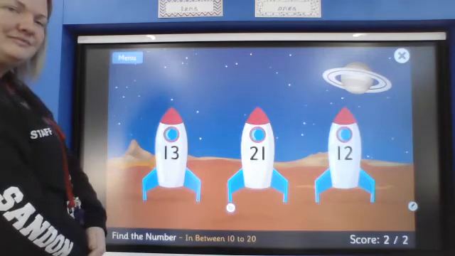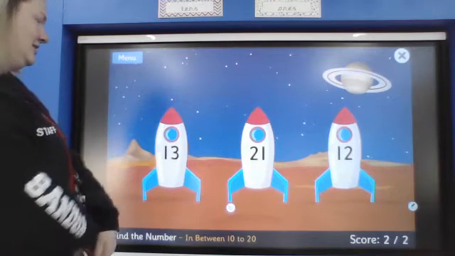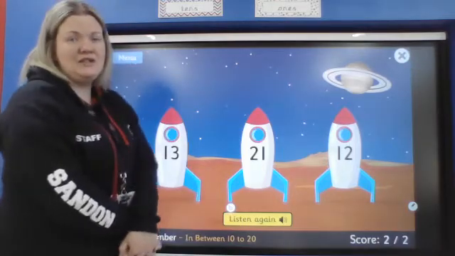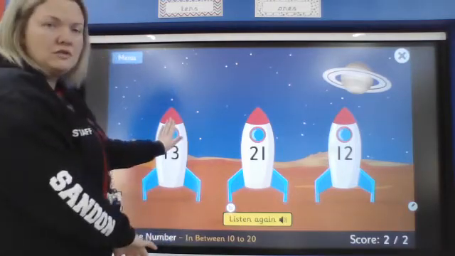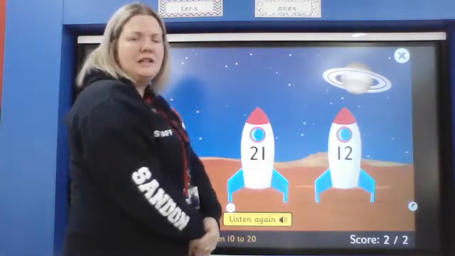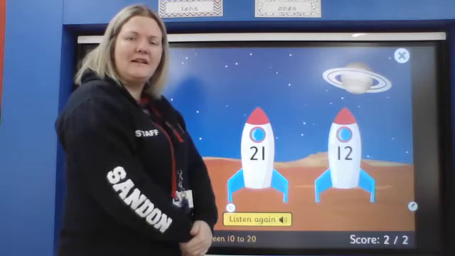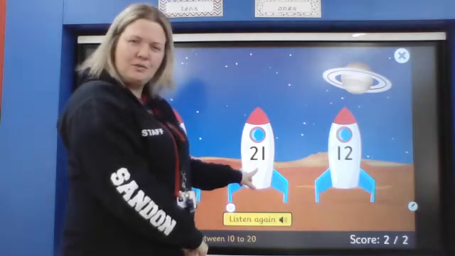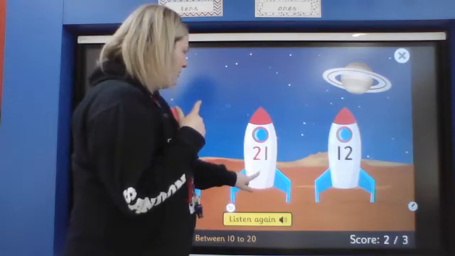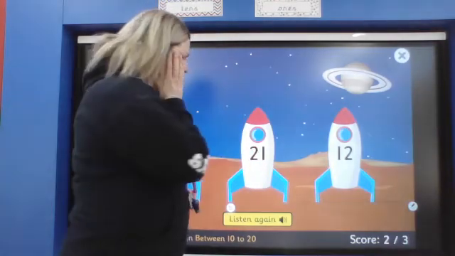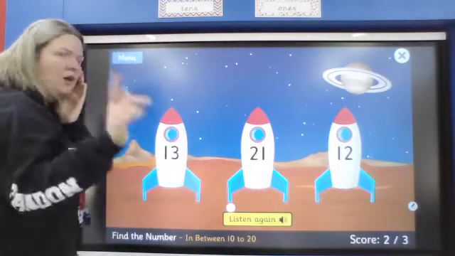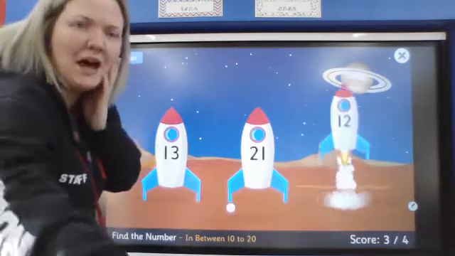Find the number between 11 and 13. So we can't use 13. So it's between these two. Which one is between 11 and 13? Is this number 12? Is Mrs. O'Keefe right? I think I might be. I'm going to have a go. Try again. Oh no, I got it wrong. Which one, Year 2? Which one do we think? Well done. Oh, I'm glad you're there to help me.